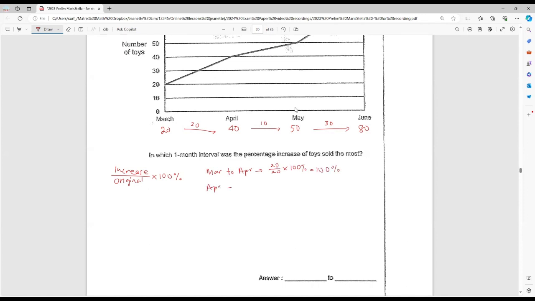Then from April to May, increase is 10. Original is 40. We look at April's number times 100%. So this is 25%. Then next, May to June, 30 over 50 times 100%. This is 60%. So the percentage increase, right, is actually this one, March to April. Okay, so this is how you calculate the percentage increase.